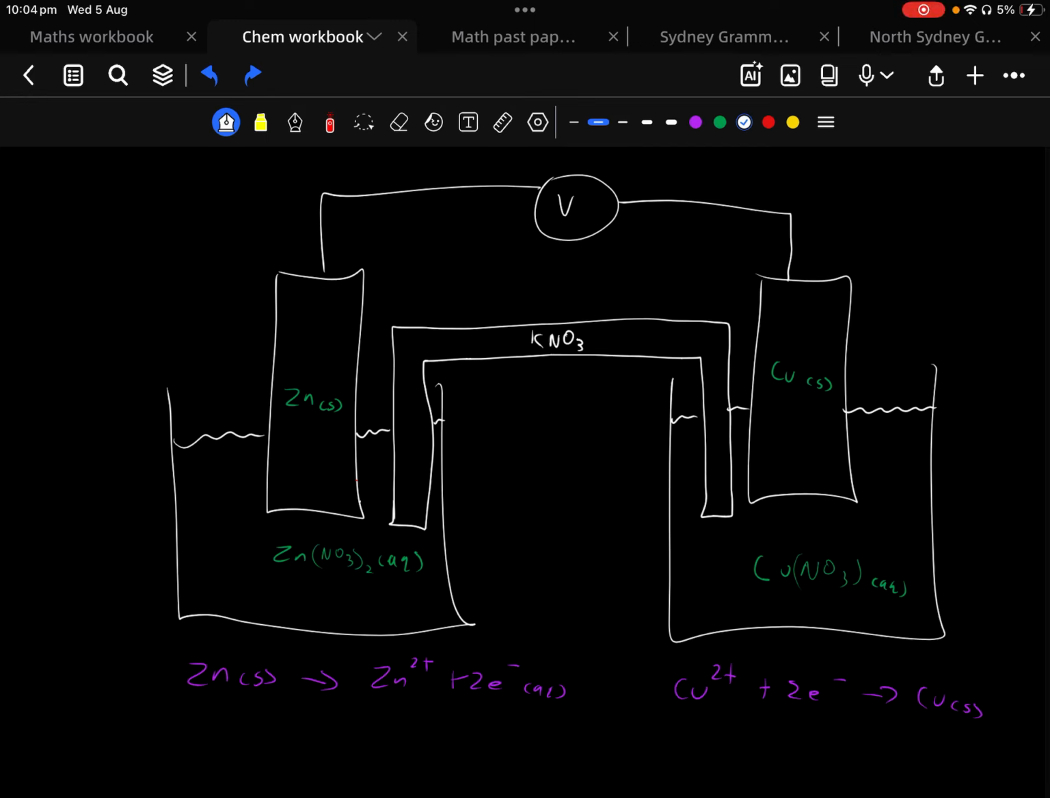Video will be about galvanic cells. So the purpose of galvanic cells is to convert stored chemical energy into usable electrical energy. And it does this by the redox reactions and the transfer of electrons.